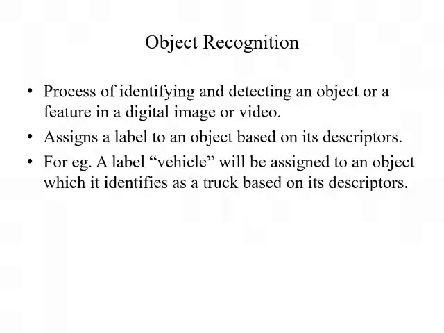The next step is the object recognition process. The process of identifying and detecting an object or a feature in a digital image or video is called object recognition. It assigns a label to an object based on its descriptors. For example, a label vehicle will be assigned to an object which it identifies as a truck based on its descriptors.